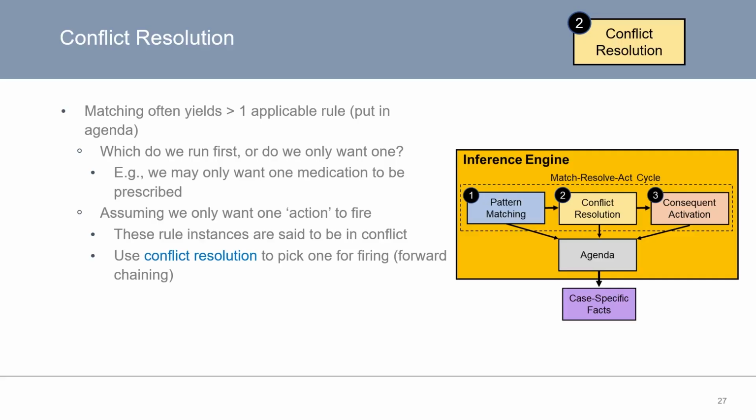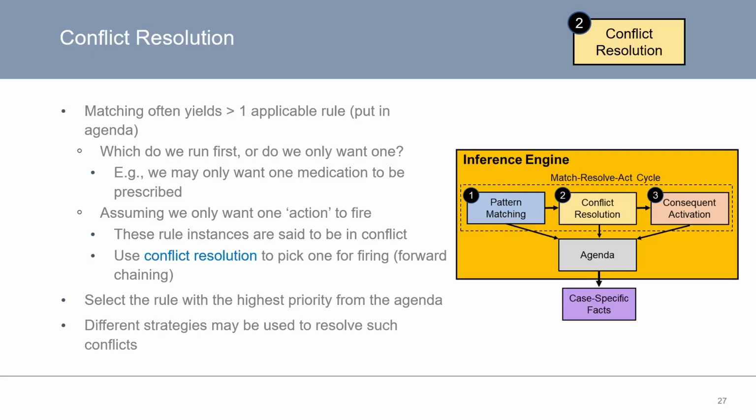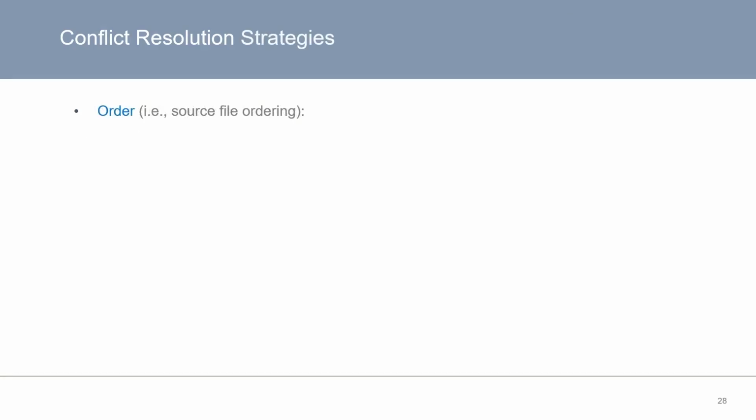In this case, we'll assume we're still using forward chaining. One way to achieve this is to select the rule with the highest priority from the agenda. There are different ways to assign priority, as well as different conflict resolution strategies. Let's look at some different conflict resolution strategies. The first is order, or the source file ordering. Basically, this just means to pick the first rule that matches in the rule base based on how the rules are actually ordered in the file. However, this tends not to be ideal for very large rule sets, because now you have to worry about how all the rules are ordered in the file.